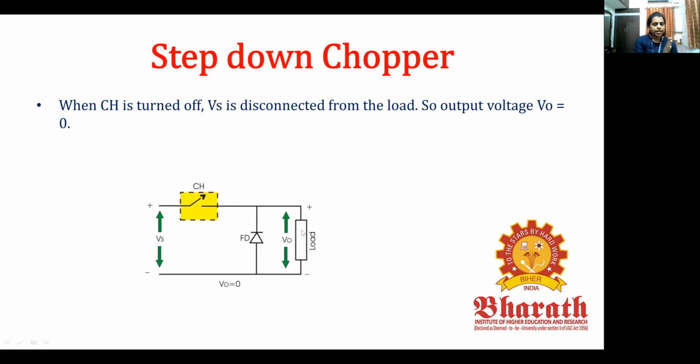So at the first step, when the chopper is turned on, it is entirely short circuited, so the input voltage will be equal to the output voltage. And the next step is when the chopper is turned off, there is no connection between the source and the load, and your output voltage will be equal to 0.